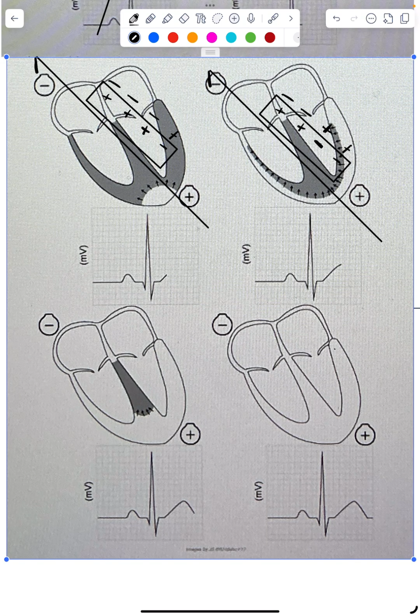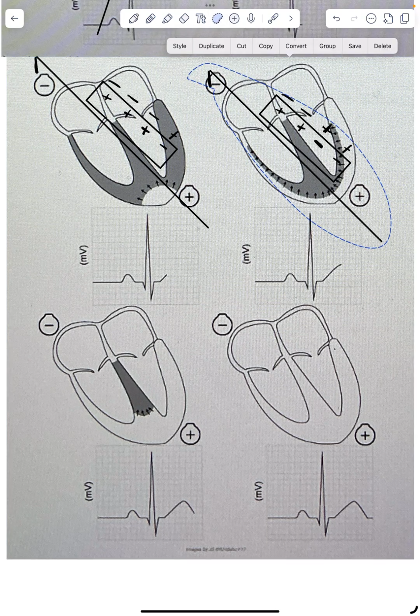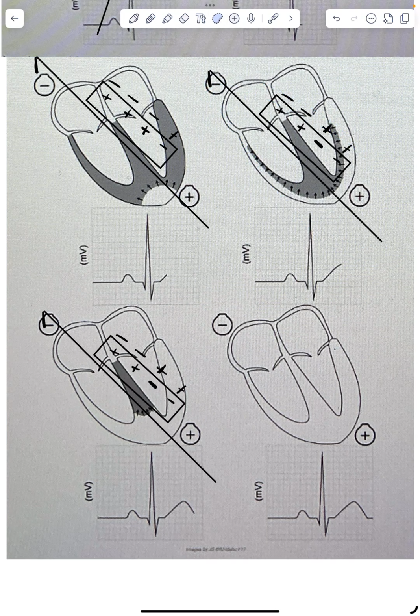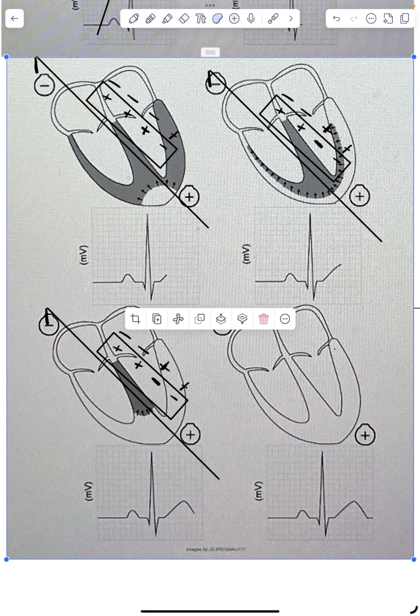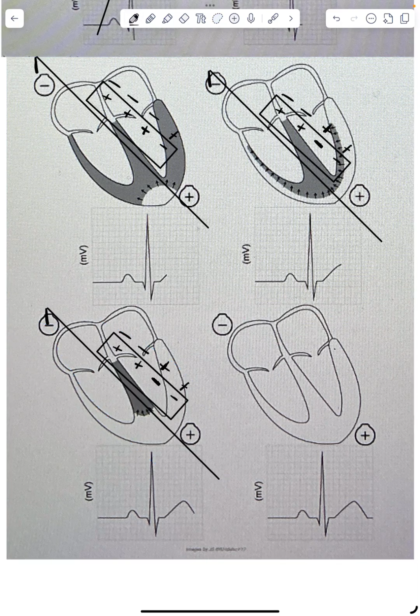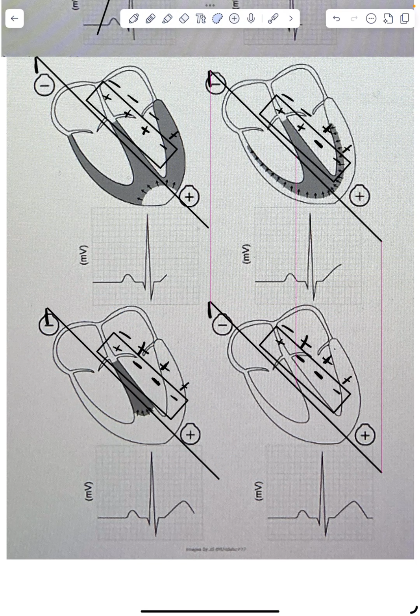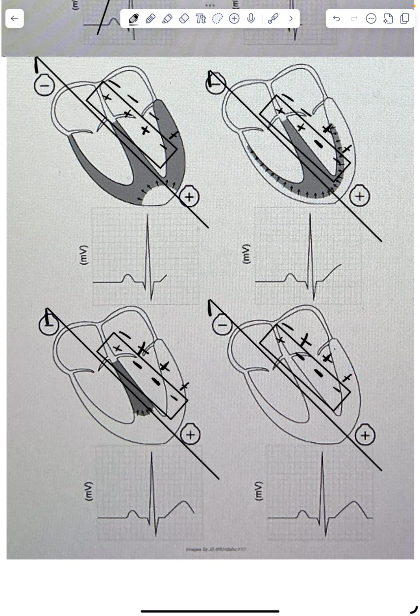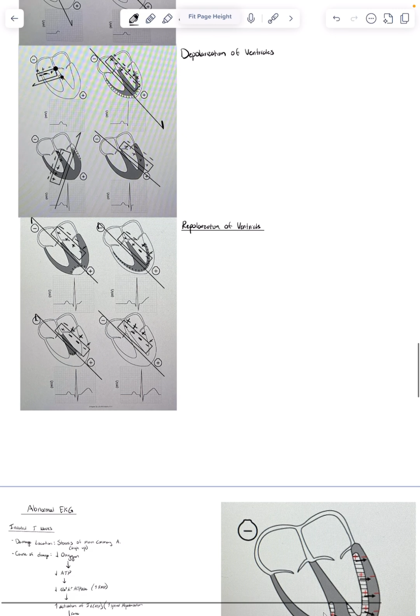We're still going in this direction. So we're still making it like this, and we're still repolarizing. We have no more vector because we're all repolarized. So I'm going to erase that line. But now this is what our cell looks like, and we're back to normal.